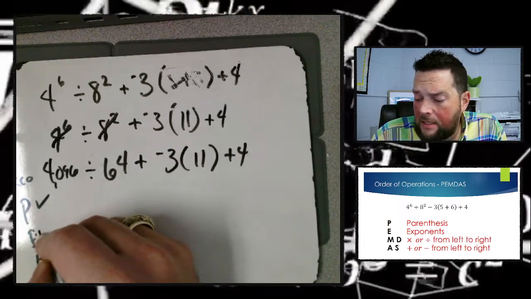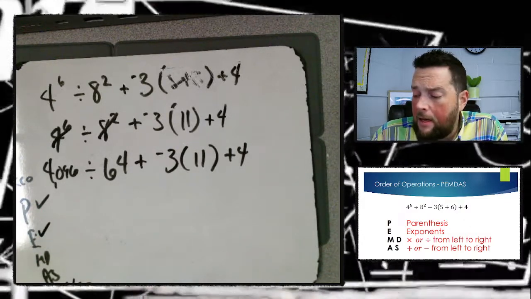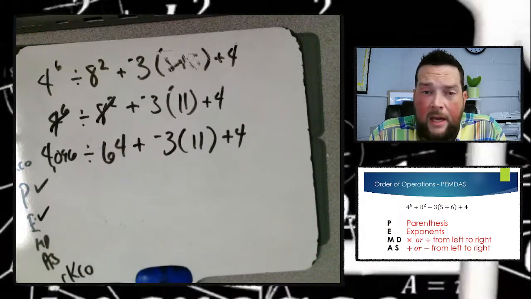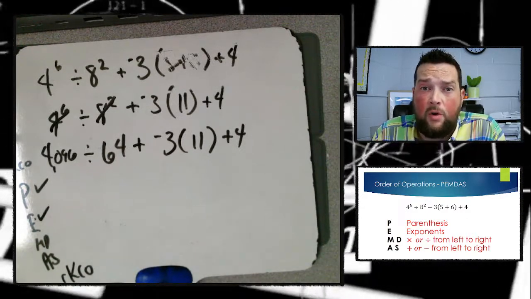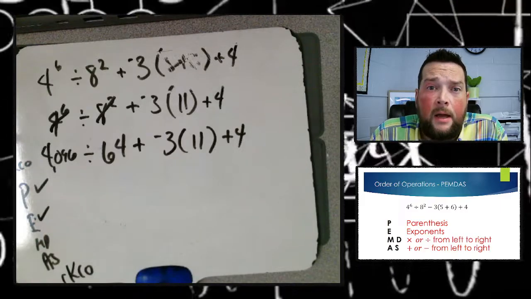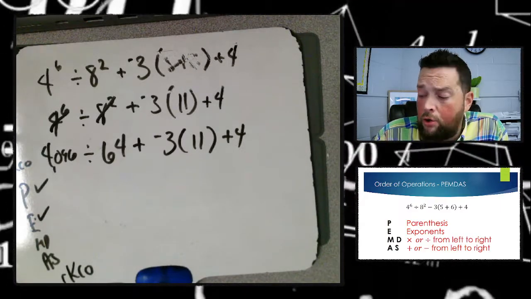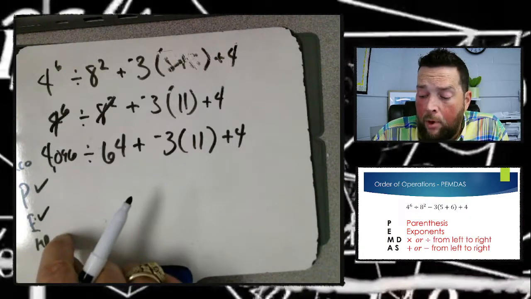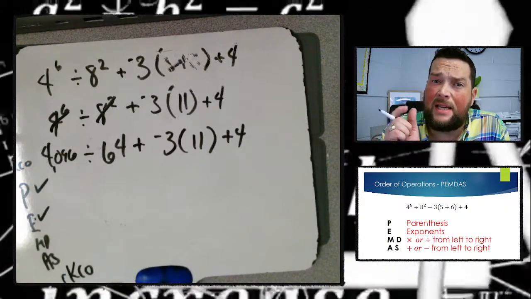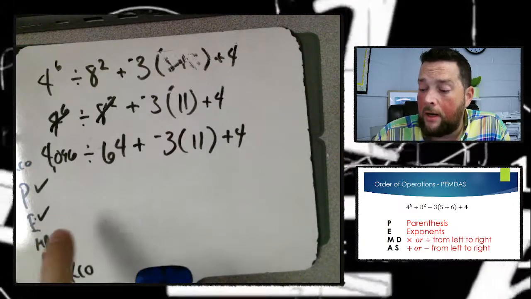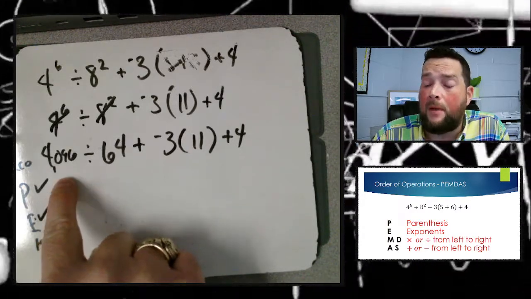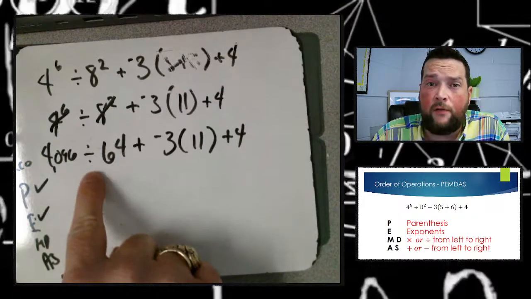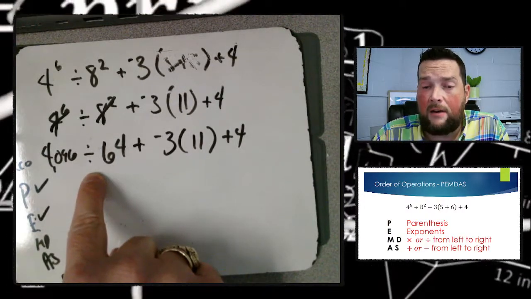Now then, all my exponents are done. So I'm going to go ahead and move on down to multiplication or division from left to right. Now this step right here, a common mistake is students want to do all the multiplication first. But here's the reality, multiplication and division are in the same step. So you want to do whatever you see first from left to right.